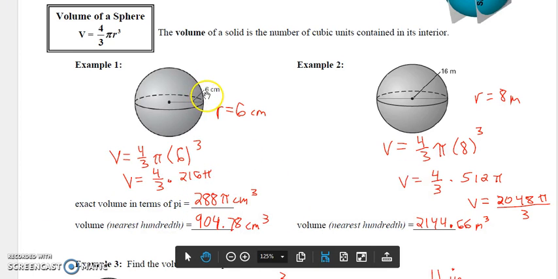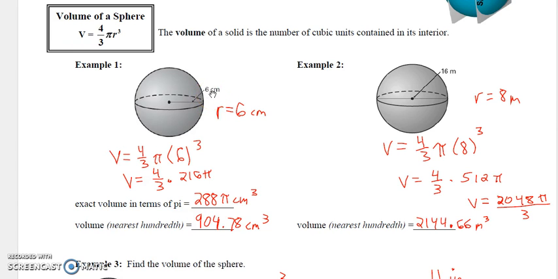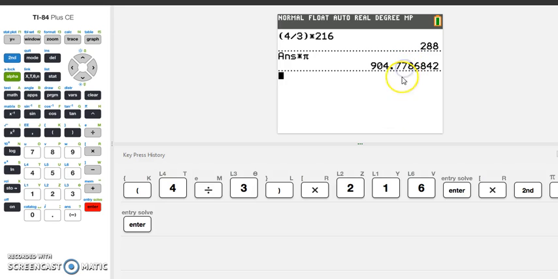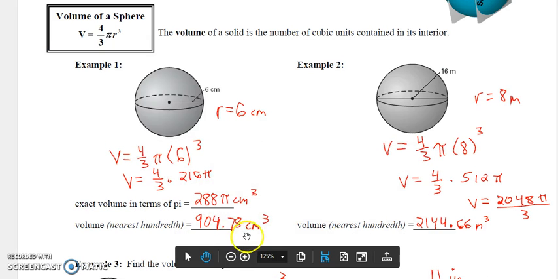So that's where the 288 pi came from. Now, since the length here is in centimeters, the volume is going to be in centimeters cubed, as always. That's the exact volume. If I wanted you to round it, you would just go back to the calculator and just do 288 times pi. And then you round to this decimal place. In this case, it would round up. So that's where we got this answer.